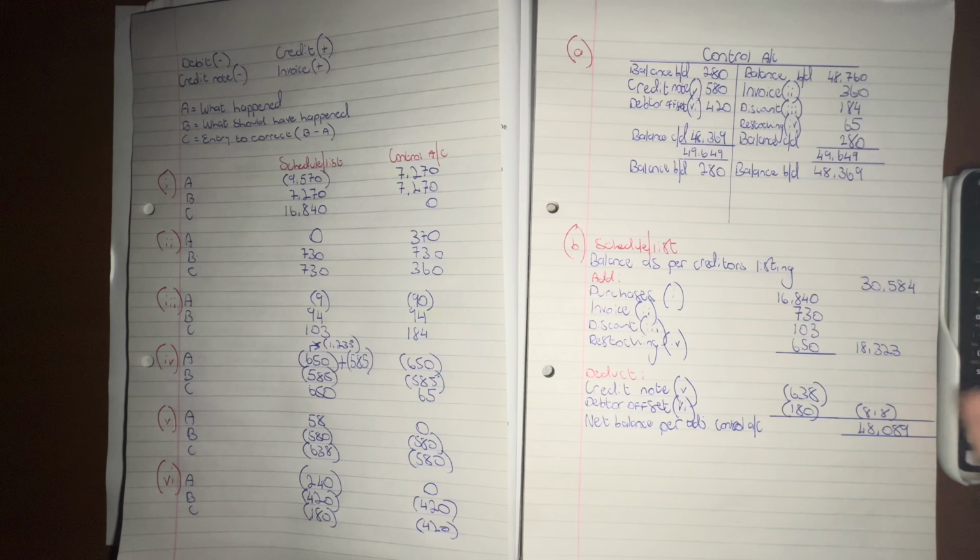So hopefully you found that helpful, and hopefully you find it to be a good method that you can use anytime creditors control accounts come up in the exam. If you follow that method, then you should be getting the right answer, or very close to it at least, pretty much every time.